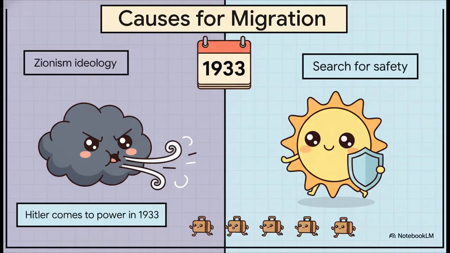So what was driving all of this? When analyzing the causes for this migration in your revision, it's vital to remember that this movement wasn't random, and it wasn't driven solely by the ideology of Zionism. It was urgently driven by the severe, literally life-threatening reality of European persecution. Put a big star next to 1933 in your notes.